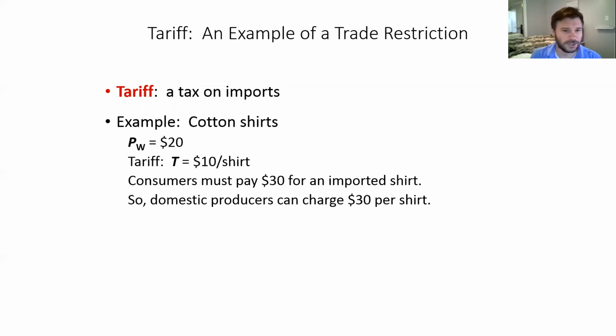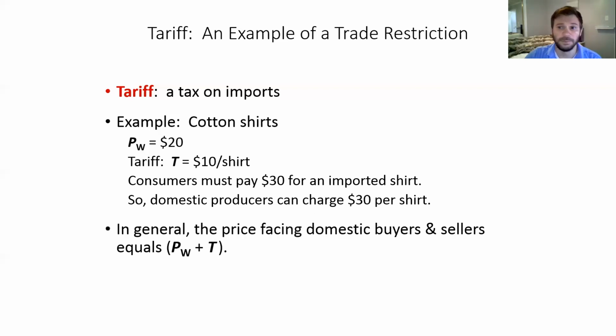So in some sense, when we put a tariff on imports, what that does is it props up the price of the good in a way where domestic producers can actually charge a little bit more. And they don't have to price as competitively. So in this situation, the general price facing both domestic buyers and sellers under the tariff is going to be the world price plus the size of the tariff.